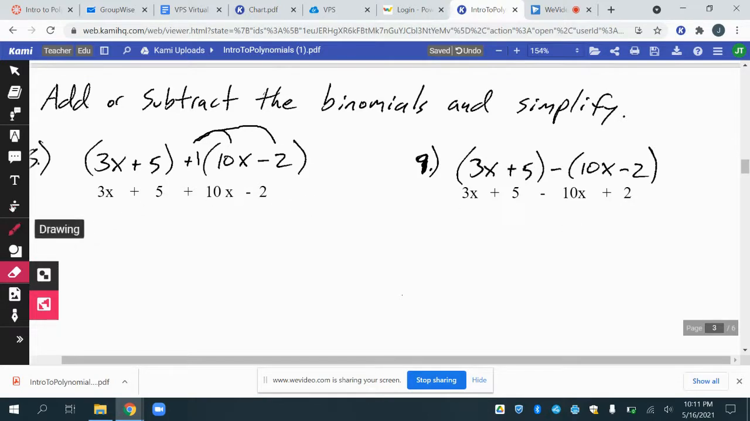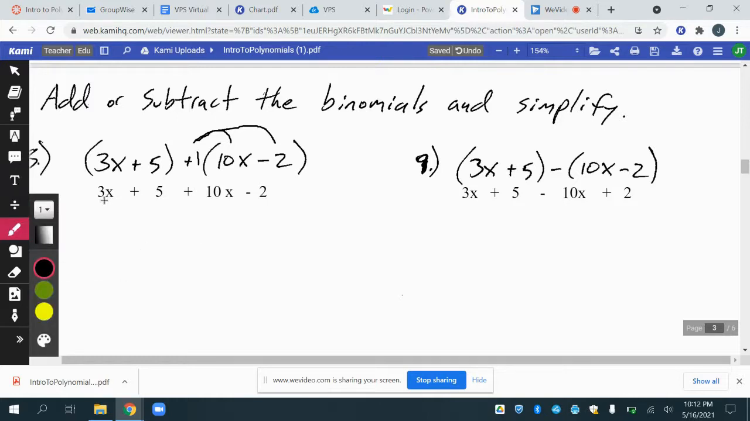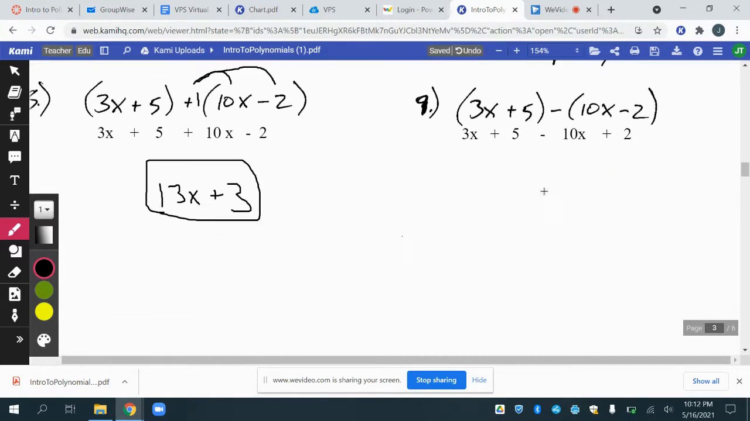All right. So what is the answer here? I'm just going to tell you the answers for these ones. 3 plus 10 is 13. 5 minus 2 is 3. Done. I expect you to do this step here, but I'm not going to fill it in for the next one. So you're going to have to do that on your own. I'm just going to tell you the answer. 3 minus 10 is negative 7. 5 plus 2 is 7.